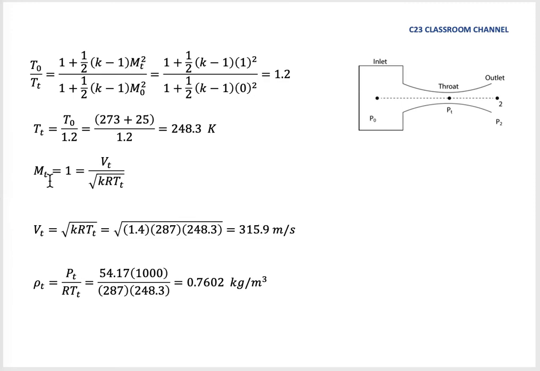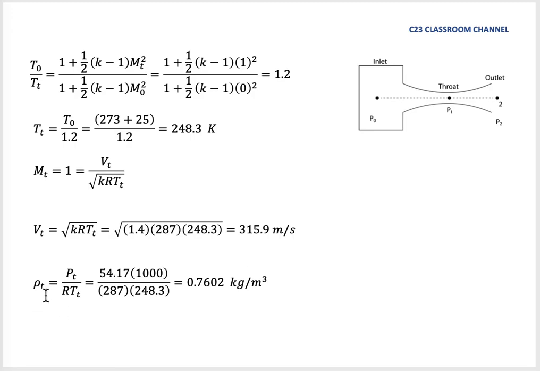And then we need to calculate the velocity at the throat. We know that the Mach number at the throat is equal to 1, and Mach number can be calculated by velocity divided by the speed of sound here. So we substitute the values for k, R and T. So we found that the velocity is 315.9 meters per second.